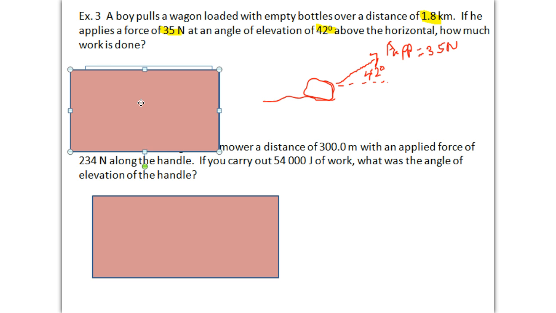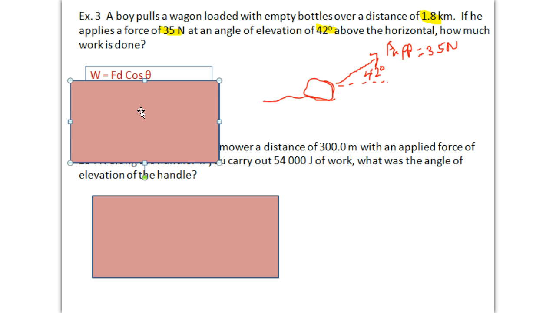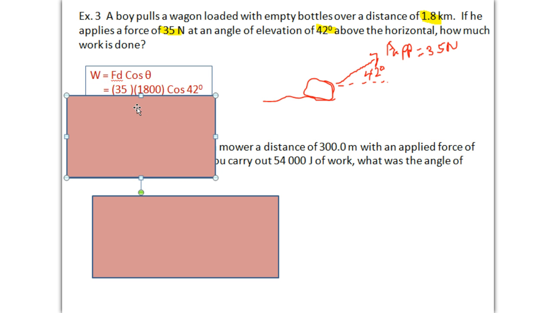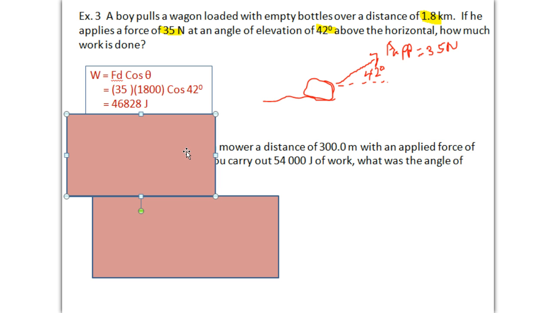Remember, work is force times distance, multiplied by the cosine of the angle. So we know the force, 35 newtons. Distance is 1800 meters, so 1.8 kilometers, multiply that by 1,000 to get your meters. And cosine 42 degrees. 46,828 joules. Or, in scientific notation, 4.7 times 10 to the 4 joules.